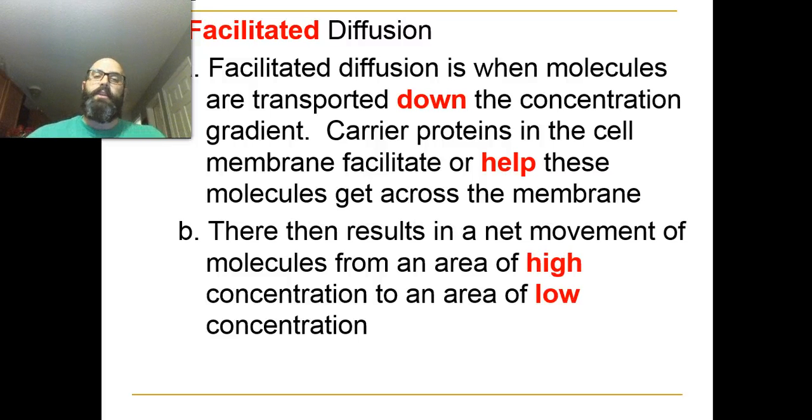The result is still a movement from an area of high concentration to an area of low concentration. So you can pick any substance that moves through facilitated diffusion. If there's a lot of it outside the cell, it's going to want to get in. If there's a lot inside the cell, it's going to want to get out, in order to balance those concentrations so the same amount is inside and out.